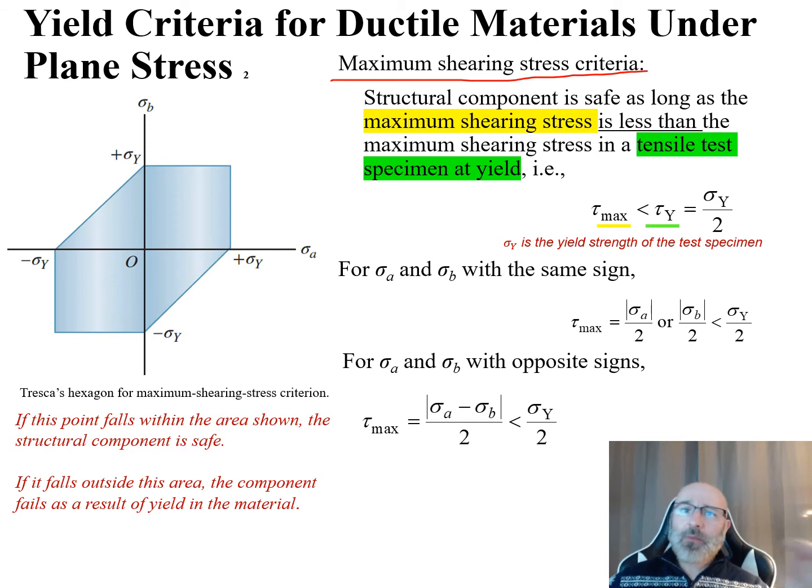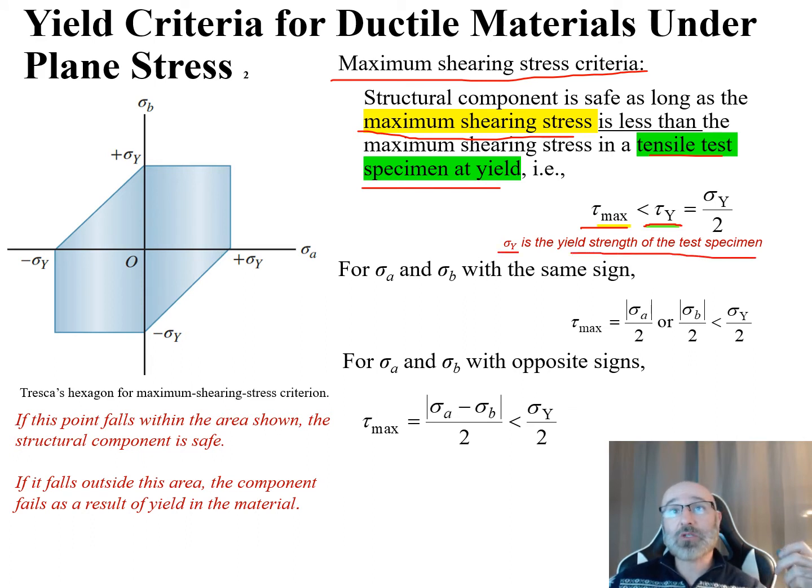One thing to think about as we're looking at this is the structural component is safe as long as this maximum shearing stress here in yellow, our tau max, is less than our maximum shearing stress in a tensile specimen at yield, so our tau sub y. We have this relationship where sigma y is the yield strength of the test specimen. So our tau max must be less than our tau sub y, which is equal to sigma y, the yield strength of the test specimen, divided by 2.